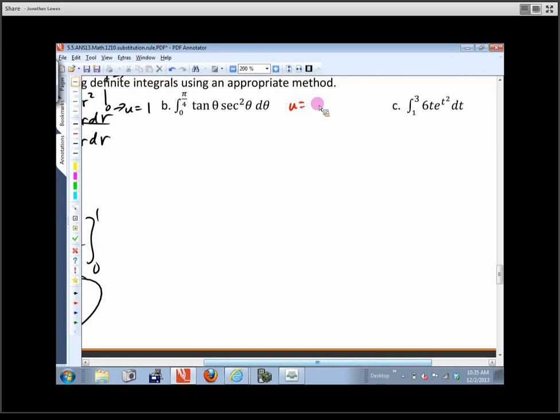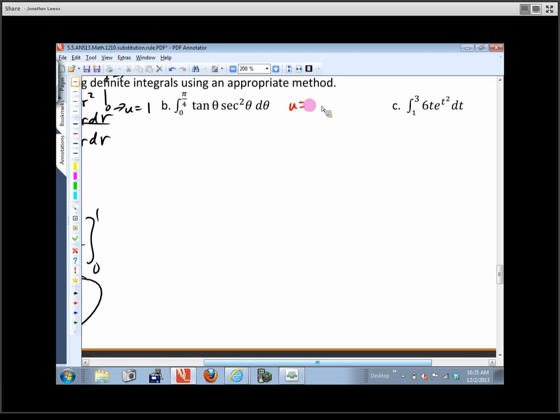Secant? What's the derivative of secant? Secant tangent. What's the derivative of tangent? Secant squared. Okay. If you rewrote it, you could do either one. Okay. Which one's probably easier?